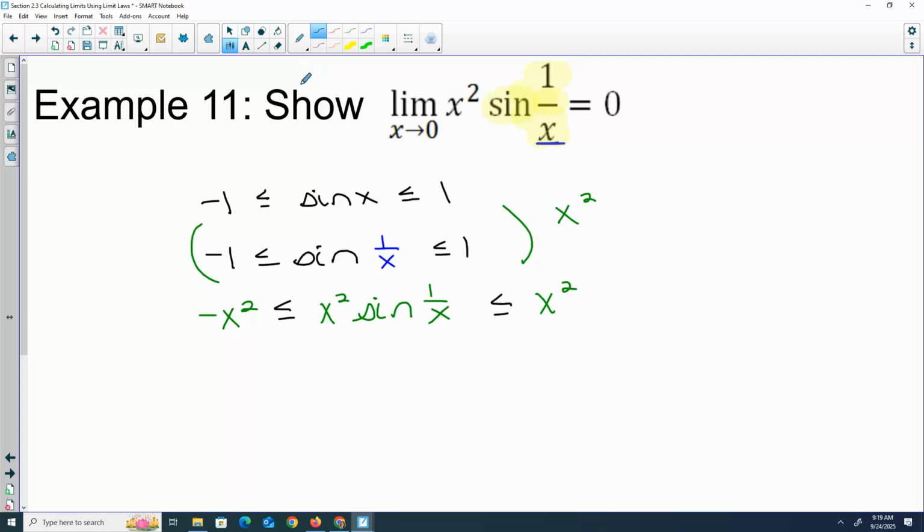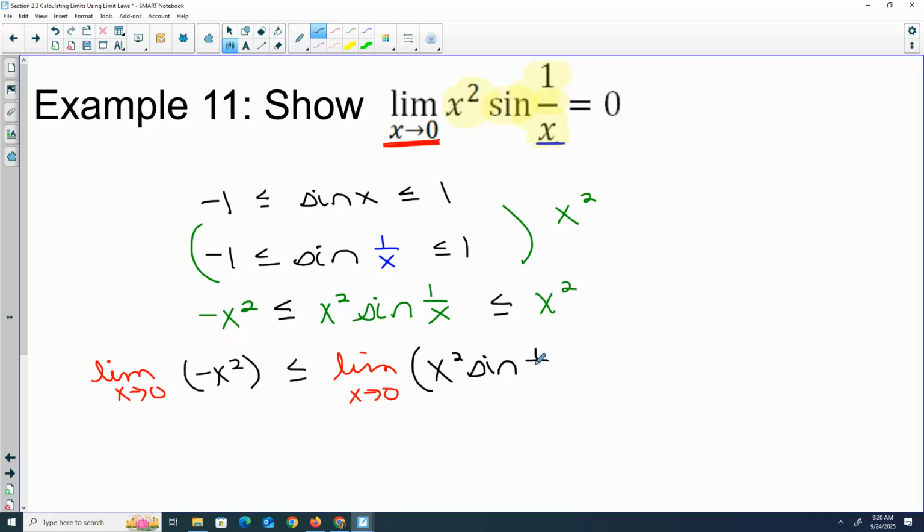All right, so now I have my x squared sine of 1 over x. What's the next piece we need? The limit as it approaches 0. So that's what I'm going to do. I'm going to add that to all the pieces. So we have the limit as x approaches 0 of negative x squared, which would have to be less than or equal to the limit as x approaches 0 of x squared sine of 1 over x, which would be less than or equal to the limit as x approaches 0 of positive x squared.